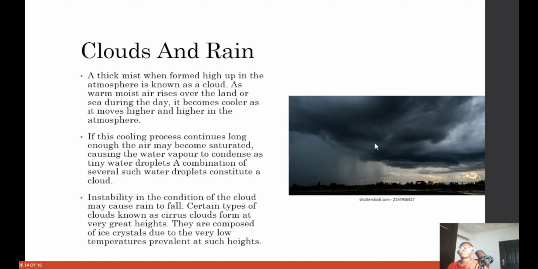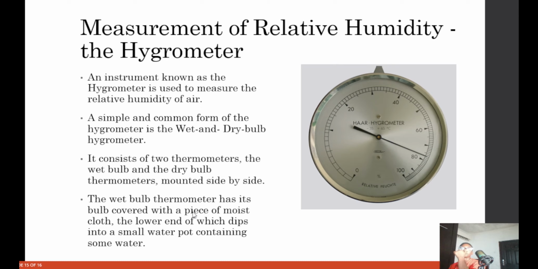You can see it from the picture here. Instability in the condition of the cloud may cause rain to fall. Certain types of cloud, known as cirrus cloud, form at very great heights. They are composed of ice crystals due to the very low temperature prevalent at such heights.